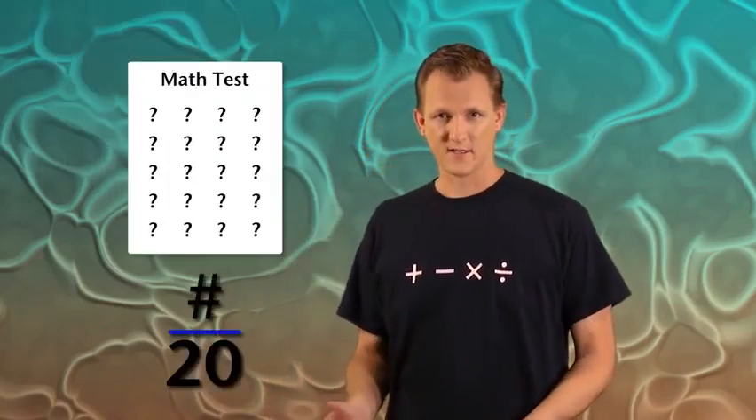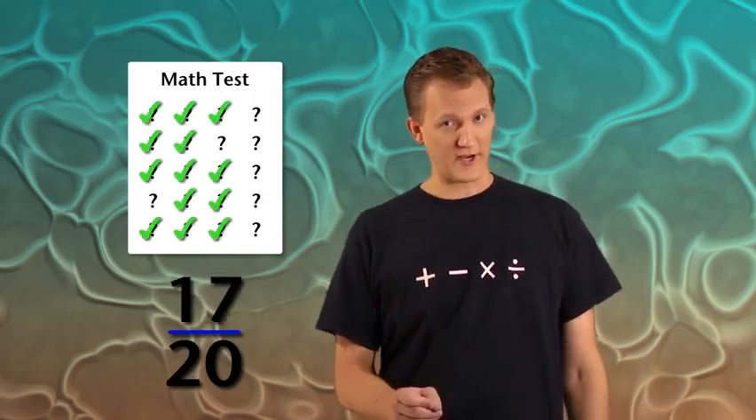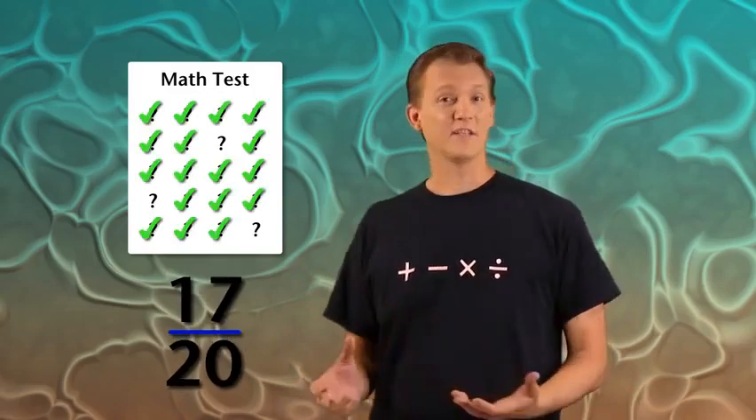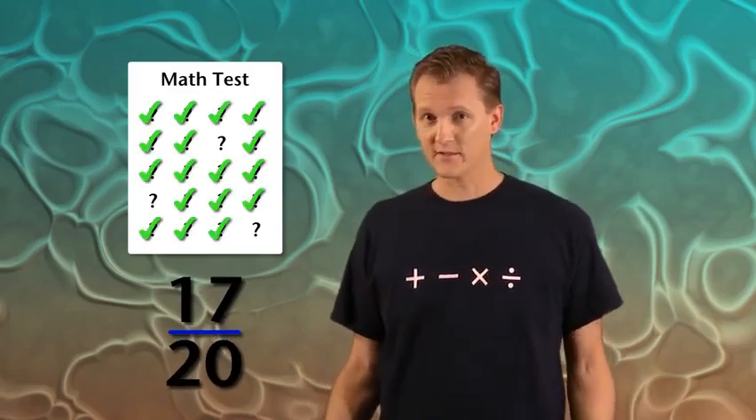Okay, so fractions can be used to represent anything from parts of a circle to kitty cats. But did you know that fractions can also be used to represent things you can't even see? Like a test score, for example. Let's say you take a math test and there's 20 questions on the test, and you get 17 of those questions right. That means that you got 17 over 20, or 17/20 of the questions right.